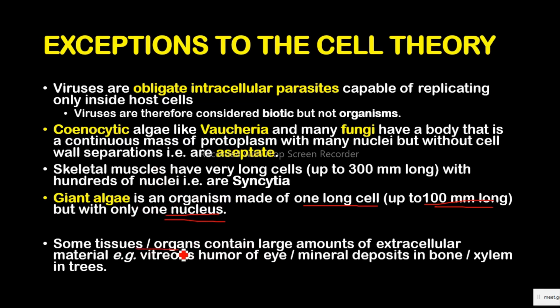And finally, some tissues or organs contain a large amount of extracellular matrix, e.g., the vitreous humor of the eye, and the mineral deposits of the bone and the xylem. These have extracellular matrix in large deposits. It is expected to be within a cell, but now this is an organ with that matrix. Now it becomes confusing which one is which. So this one also does not fit within the cell theory.